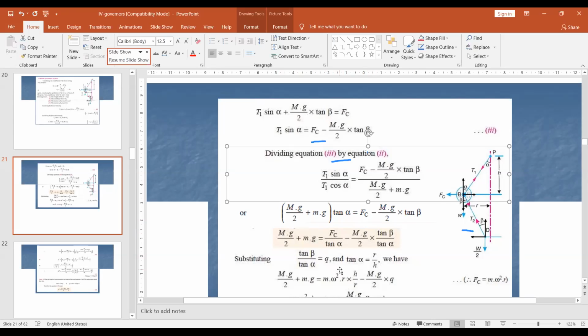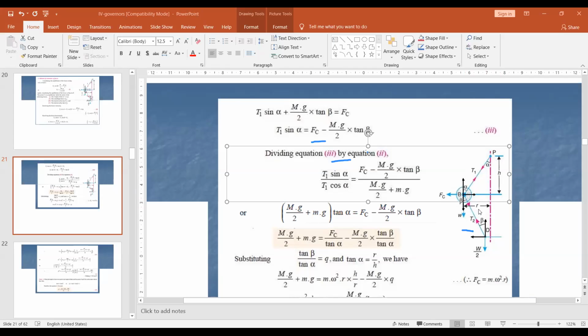Here we can take a new notation: tan beta by tan alpha equals q. Everyone observe that, tan beta by tan alpha equals q. And tan alpha equals r by h. Let us take the triangle. Observe this right angle triangle. From this triangle, tan alpha equals r by h.